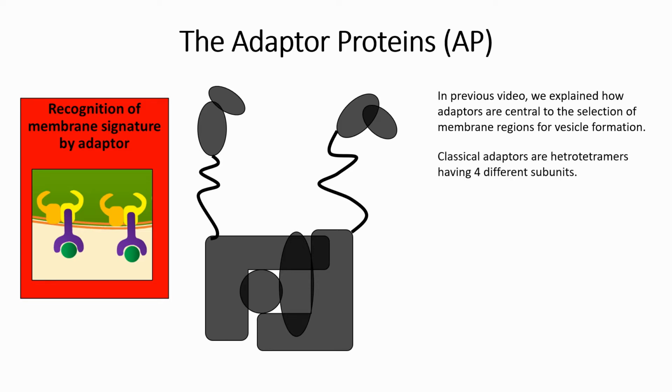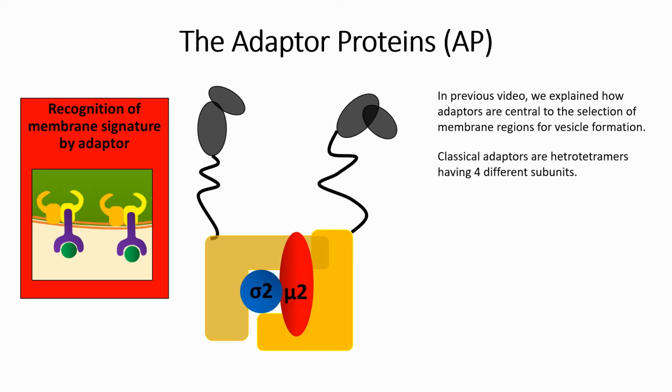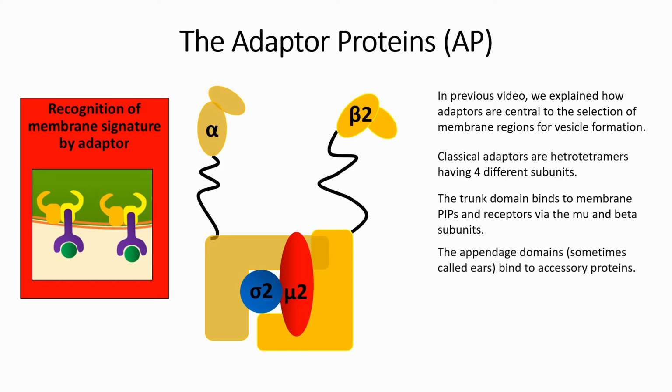Classical adapters are heterotetramers having 4 different subunits. The trunk domain binds to membrane phosphoinositide lipids and receptors via mu and beta subunits. The appendage domains, sometimes called ears, bind to accessory proteins. The hinge domain binds to clathrin and terminal domains.